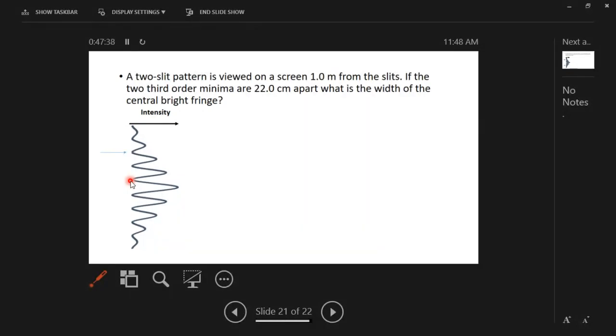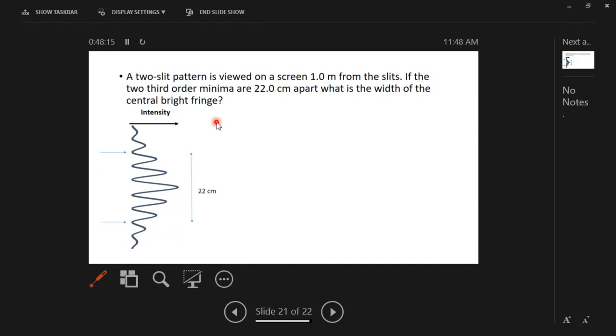So you can say this is the third order dark fringe above the central fringe here. And this one is the third order dark fringe or minimum, meaning dark fringe, on the other side. So there are two third order dark fringes or minima, and what the problem is telling you is that this distance is 22 centimeters. So you want to use this to find the width of the central bright fringe.